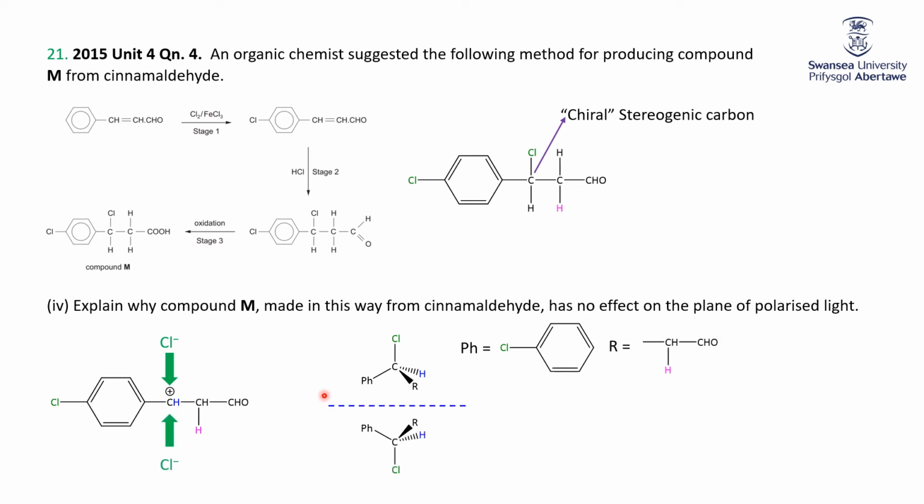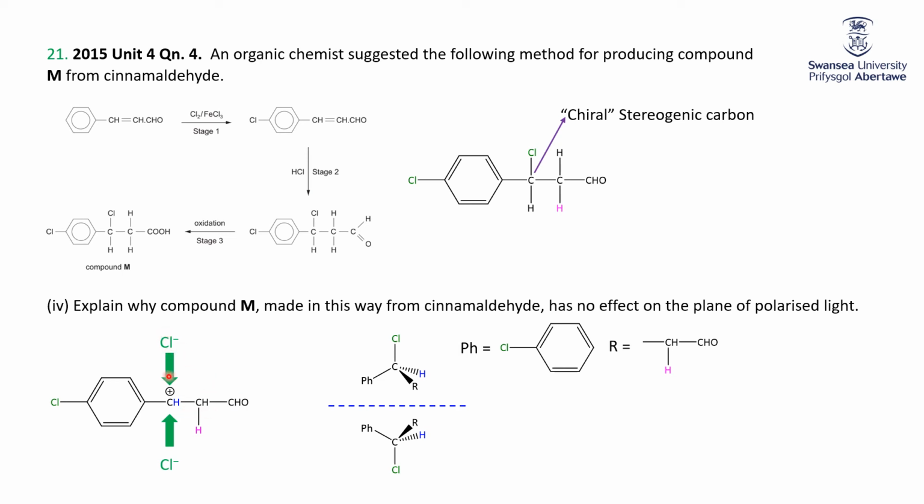Now what I've done here is I've abbreviated a little bit. So instead of drawing out this big aromatic ring, I've got the Ph, and instead of this huge aldehyde-containing group, I've just called that R. Because as long as I'm consistent with the use, it doesn't affect the discussion here. Now let's go through again what happens.